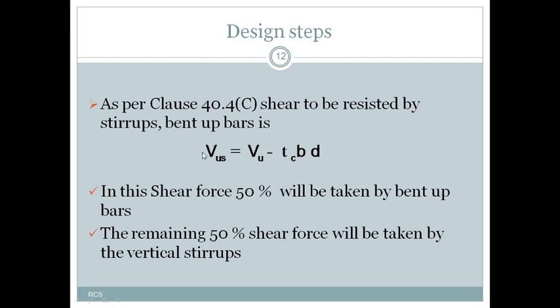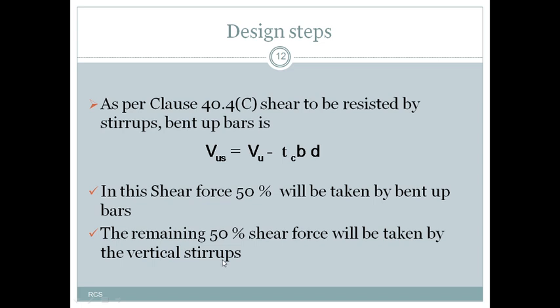Here shear reinforcement may be placed in three different fashions. That may be completely vertical, completely inclined, or a combination of vertical and bent up bars. In case you are providing in a beam shear reinforcement in the form of bent up bars as well as vertical stirrups, in this situation the shear force will be taken 50% by bent up bars and the remaining 50% will be taken by the vertical stirrups.